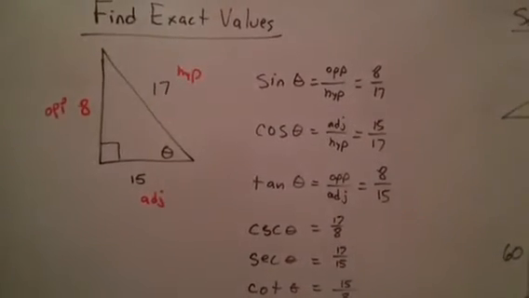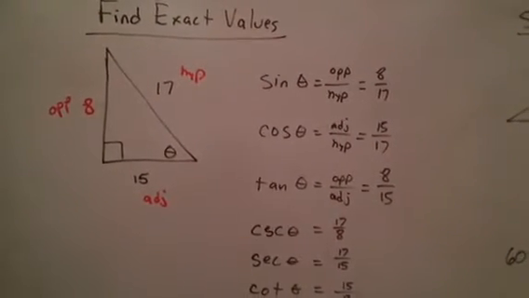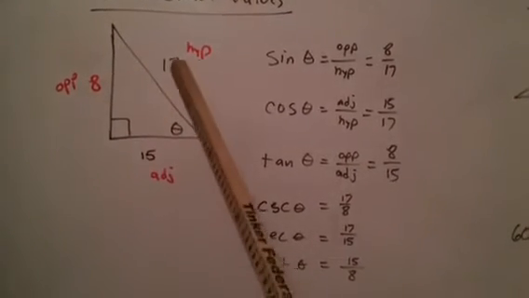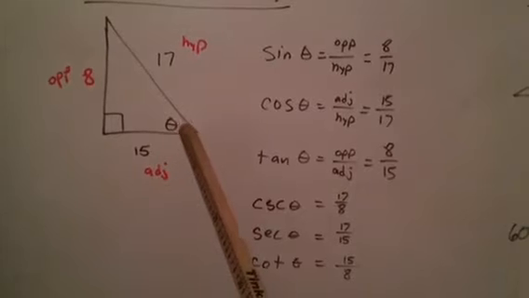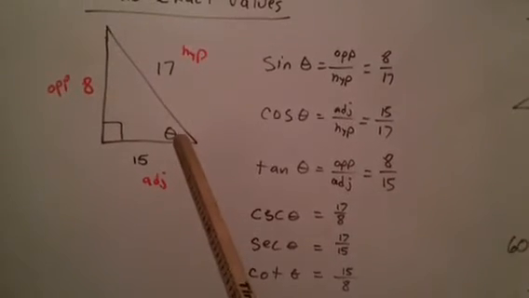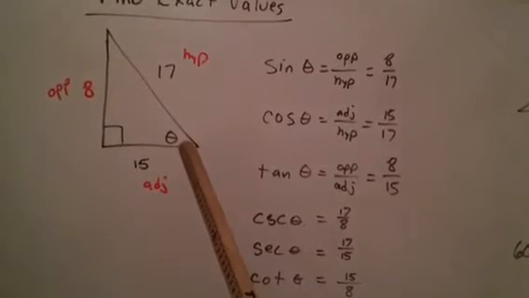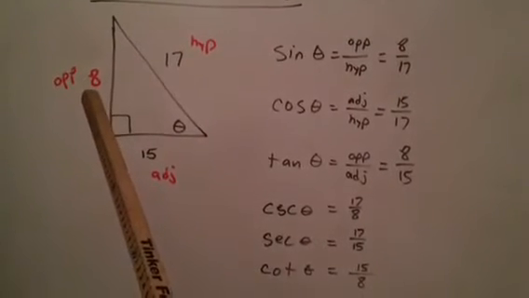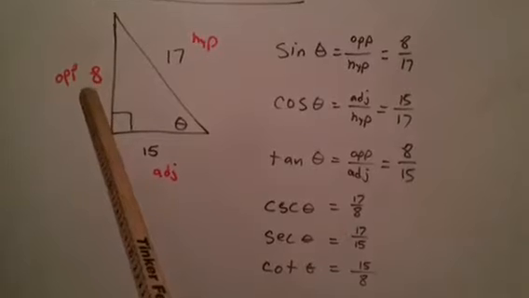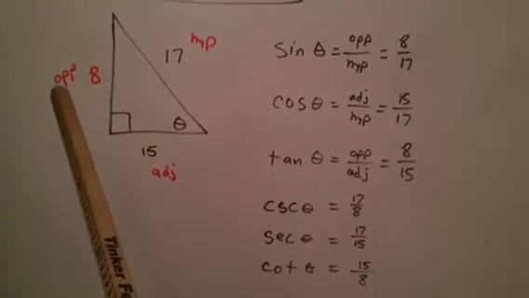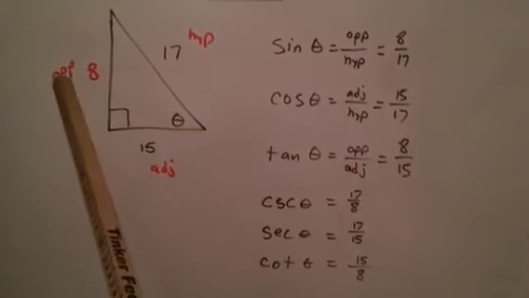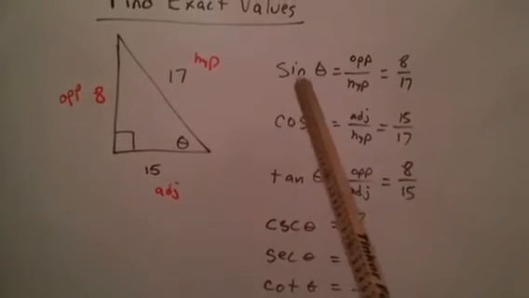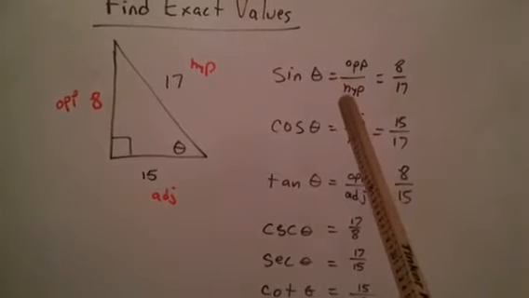To find the exact values in a triangle, we are given that this side is 15, this side is 17, and this is the angle of interest. What you see written in red are what we can calculate. The Pythagorean theorem will give us that this side is 8. This now becomes the opposite side across from the angle. This is the adjacent side. This is the hypotenuse.